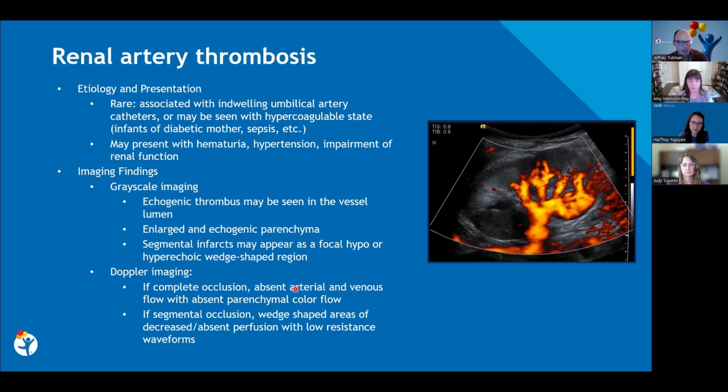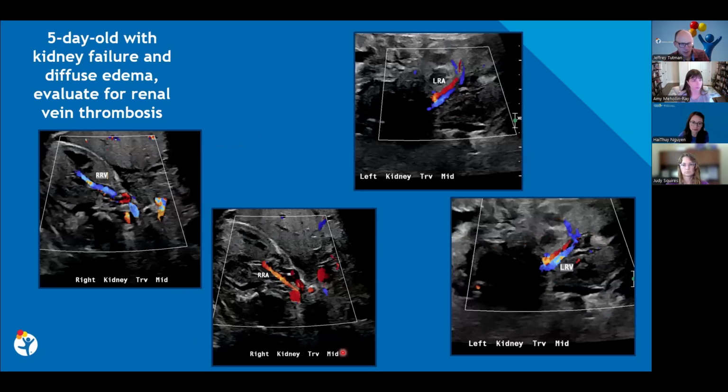And then with Doppler imaging, we'll either see absent flow, both in the arteries and the vein, as well as absent parenchymal flow. And with a segmental occlusion, you'll see these wedge-shaped areas of decreased perfusion. I want to use this as a jumping-off point for another discussion point. This is a 5-day-old, and we were asked to evaluate for renal vein thrombosis. In this particular case, we only did color Doppler imaging, so we didn't do any spectral analysis. We just did these color images of both the renal arteries and renal veins on each side.